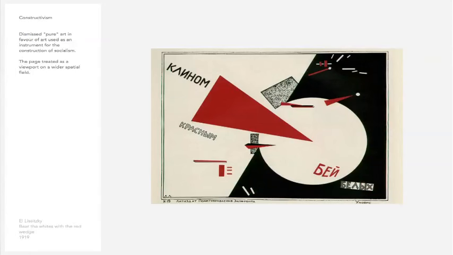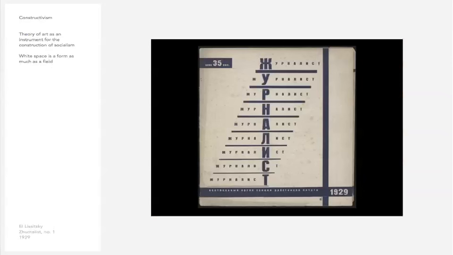Constructivism, another European avant-garde movement from Russia, influencing thoughts around layout, typography, image, and space. Here, the page is treated a little bit more like a viewport with a wider spatial field implied. Here, white space is used as much as a form or a field.